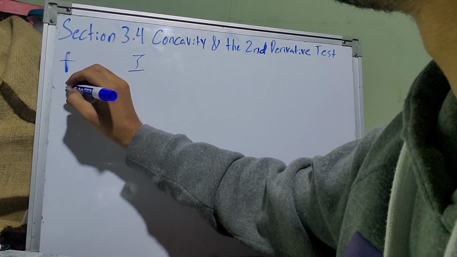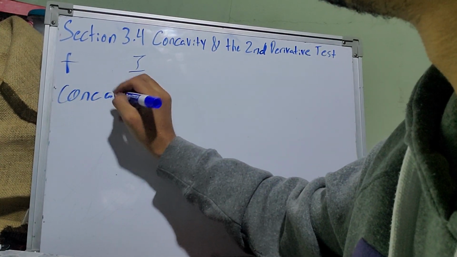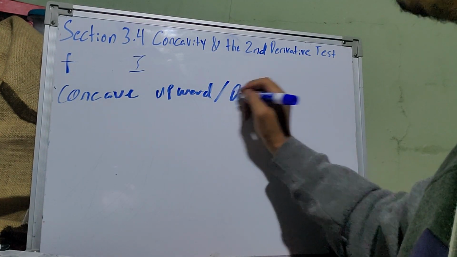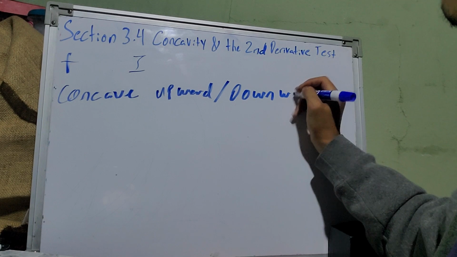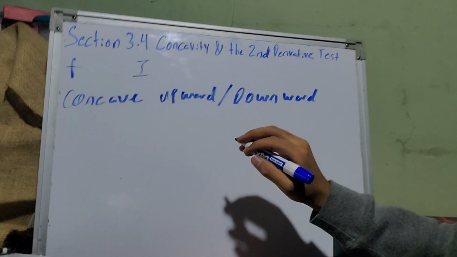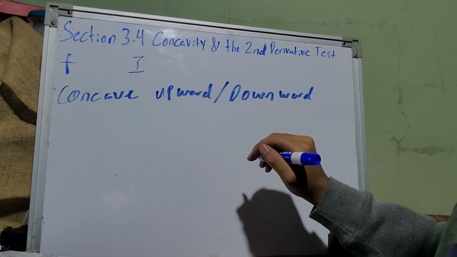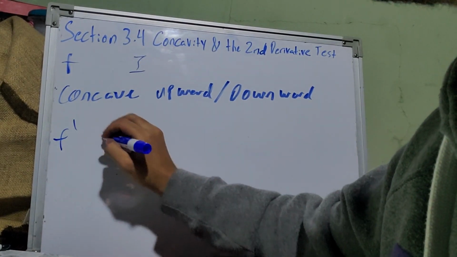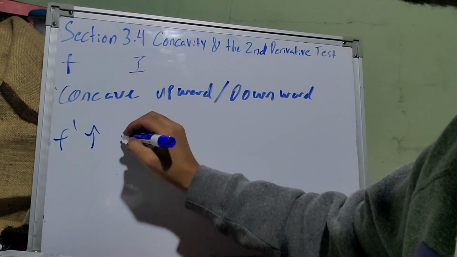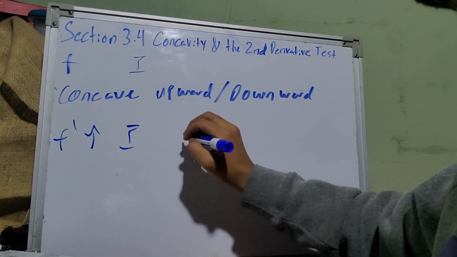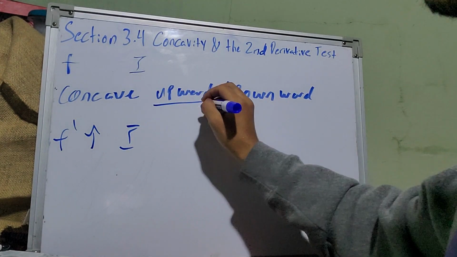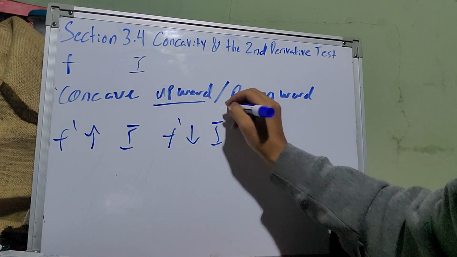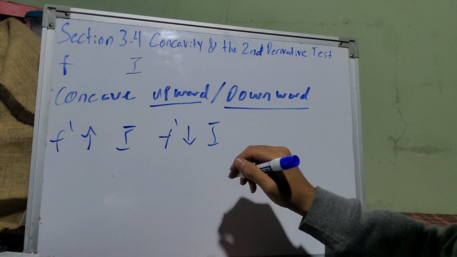The graph is concave upward or downward given the right parameters. When f prime is increasing on the interval I, then it is concave upward. If f prime is decreasing on the interval I, it is concave downward.